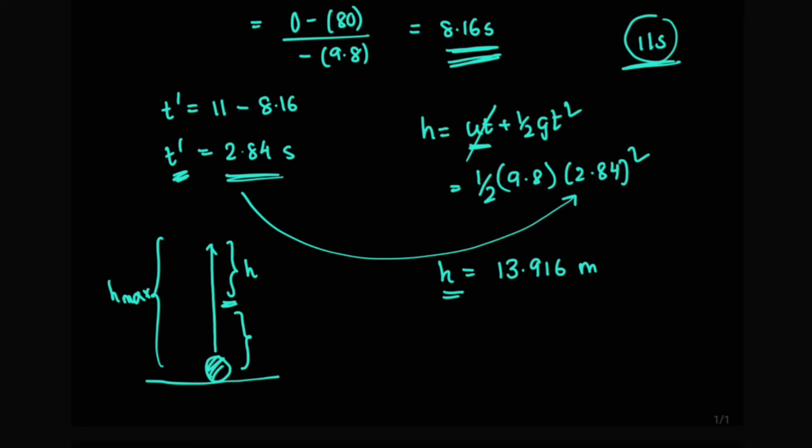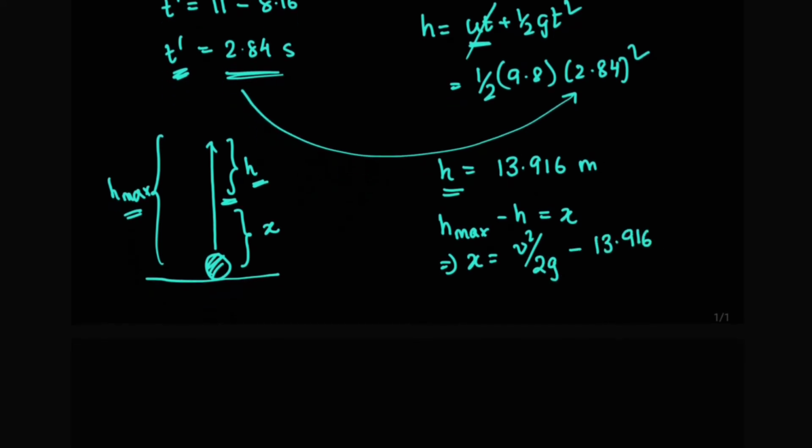So what do we do? We subtract h from h max. So we have that h max minus h is basically x, where h max, the maximum height, is basically what? V squared over twice g, minus 13.916.